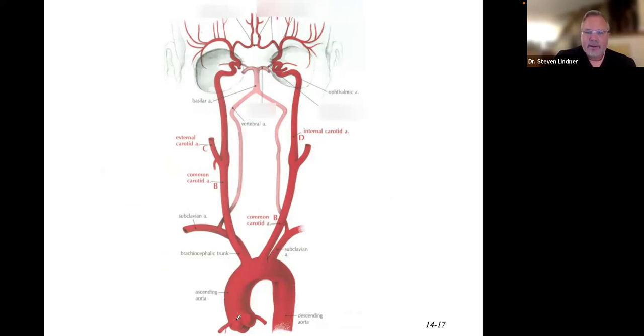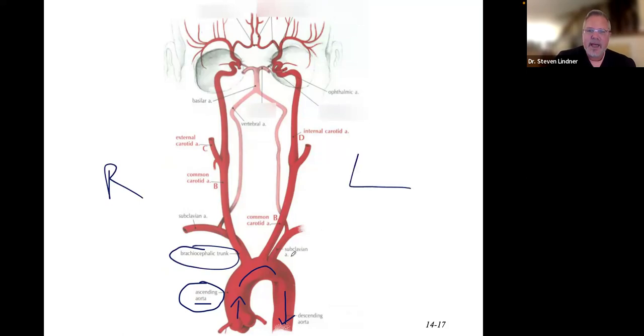Right here is a main vessel coming off of the heart. That's called the aorta. This is the ascending aorta because it's going up. This is the arch of the aorta because it's an arc. And then it goes down. That's the descending aorta. So off of the ascending aorta, there's your brachiocephalic trunk coming off to the right side. This is the person's right. This is the person's left.